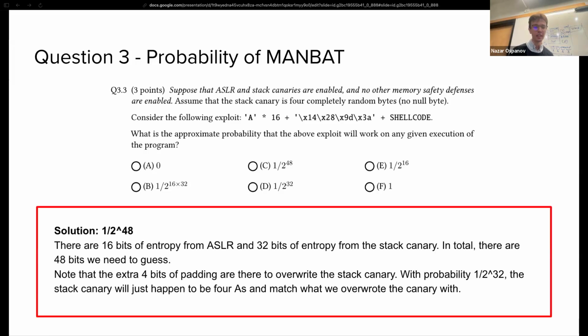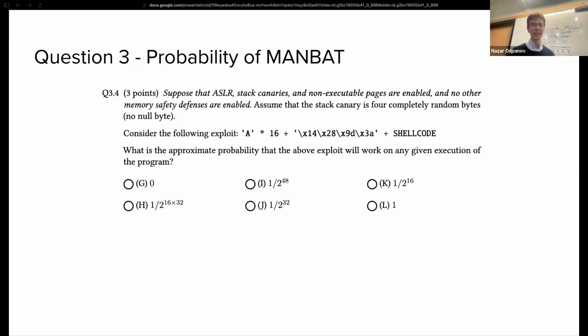Now moving forward, suppose that ASLR, stack canaries, and non-executable pages are now enabled, and no other memory safety defenses are enabled. Assume that the stack canary is 4 completely random bytes and no null byte. Now consider the same exploit: 16 bytes of garbage, same RIP, same shellcode. What is the approximate probability now that the above exploit will work on any given execution of the program? I'll give you again 2 minutes to think about it.